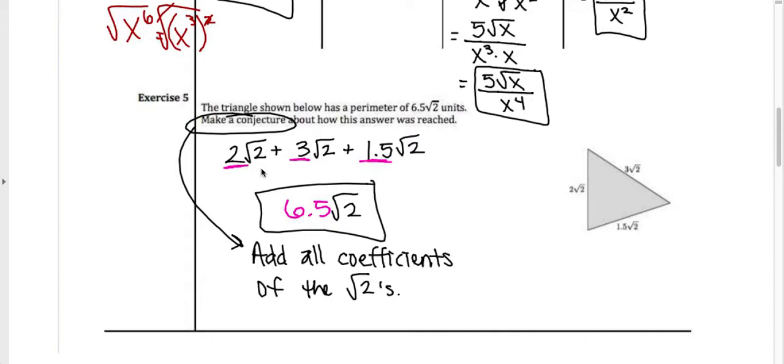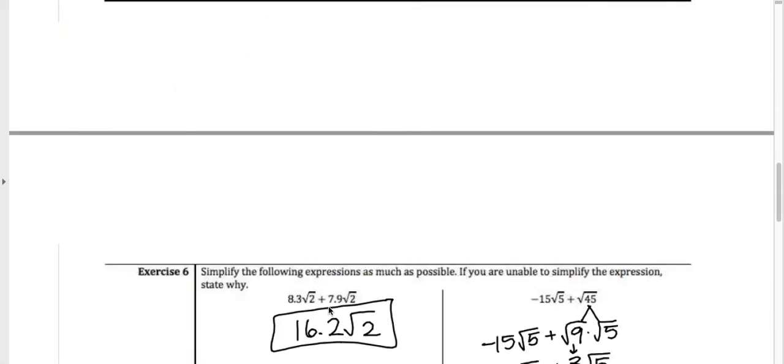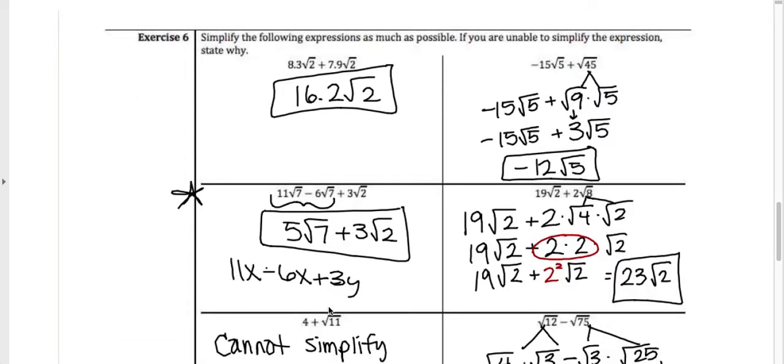Another way to think of it is this is 2 root 2's, this is 3 root 2's, and this is 1.5 root 2's. How many root 2's do I have total? Well, 2 plus 3 plus 1.5. So you're really just adding all those coefficients. We're going to do a little bit more practice of that on the back. So it says to simplify the expressions as much as possible. If you're unable to do that, then explain why.